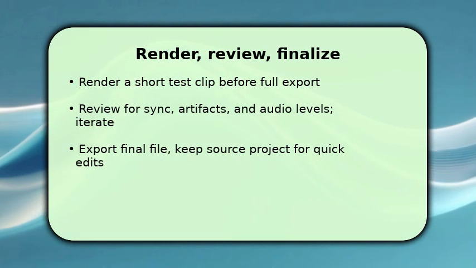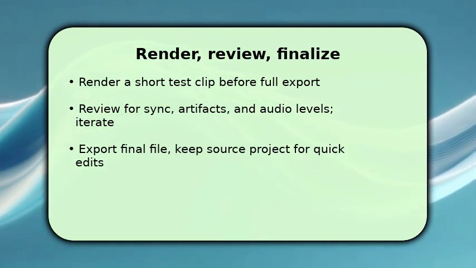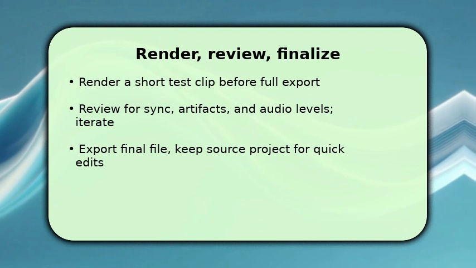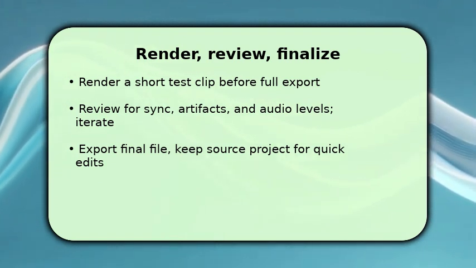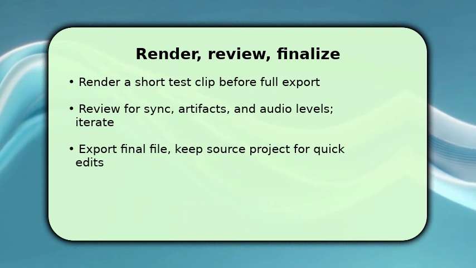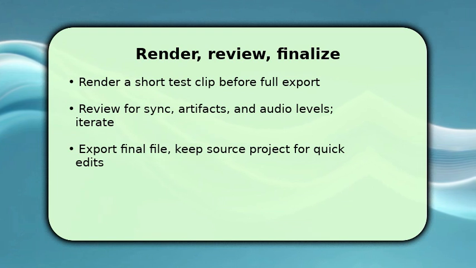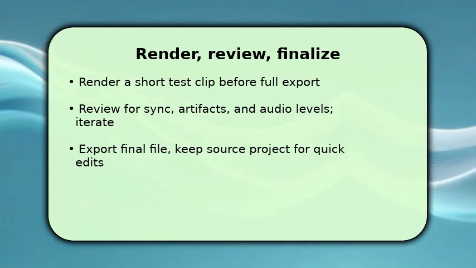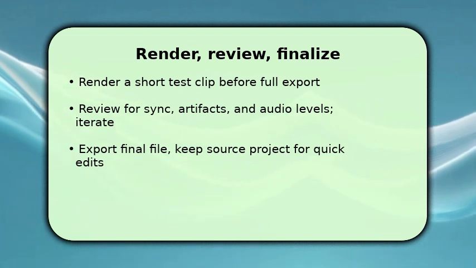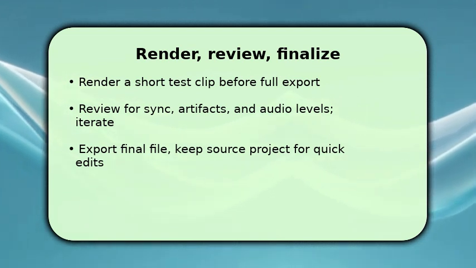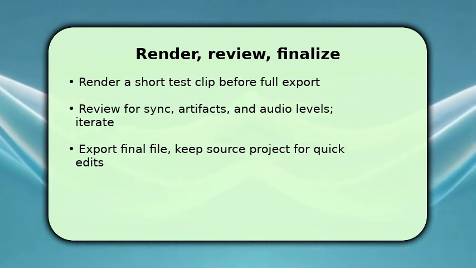Finish by rendering a short test clip first. This saves time if you need adjustments. You should review the test for sync, visual artifacts, and audio balance, then iterate on problematic scenes, re-render only those parts when possible. Once satisfied, export the full video in your chosen codec and resolution, and archive the project files for future edits. Troubleshooting tip: if lip sync or jitter appears, lower animation intensity and rerun lip sync alignment, then preview again to confirm fixes.